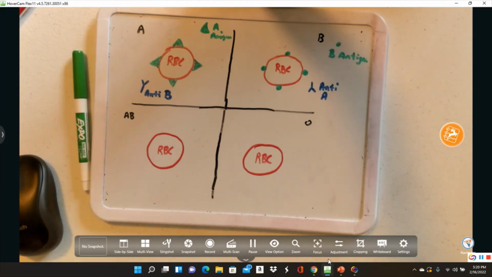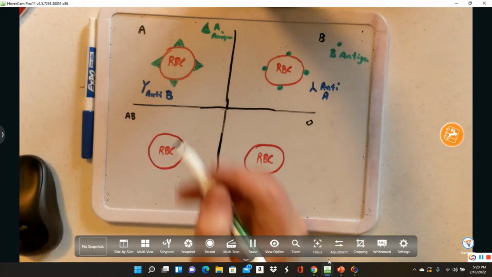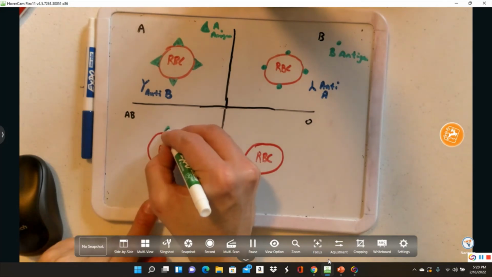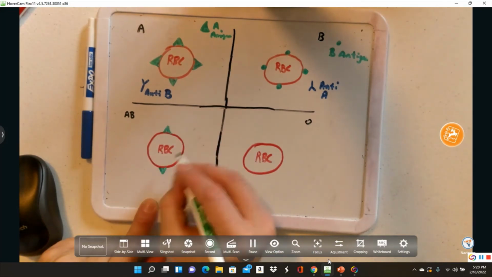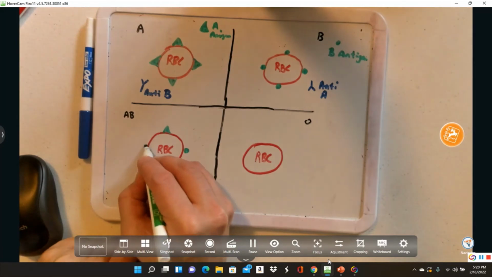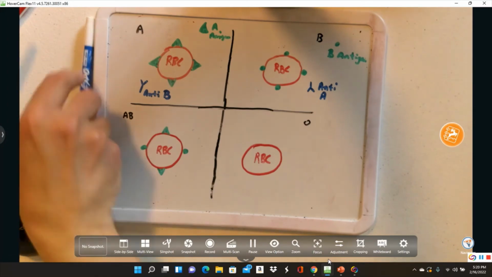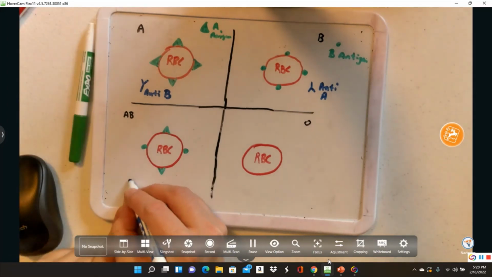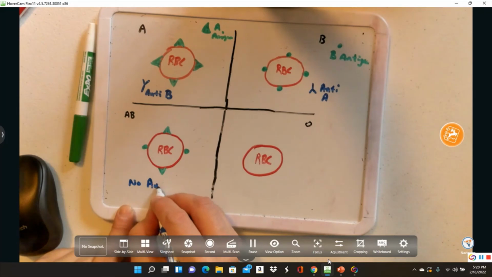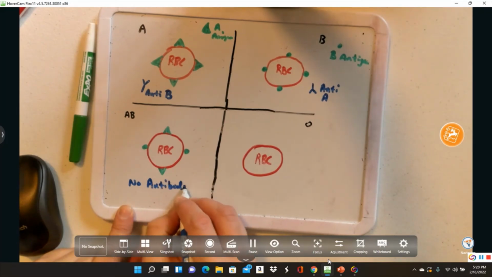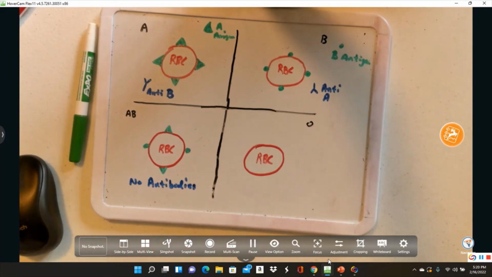Now let's think about this. How do you get AB? AB has the A antigen and the B antigen both. It has both A and B antigens on it. So the plasma will have no antibodies. And this is called the universal plasma donor. Universal plasma donor.